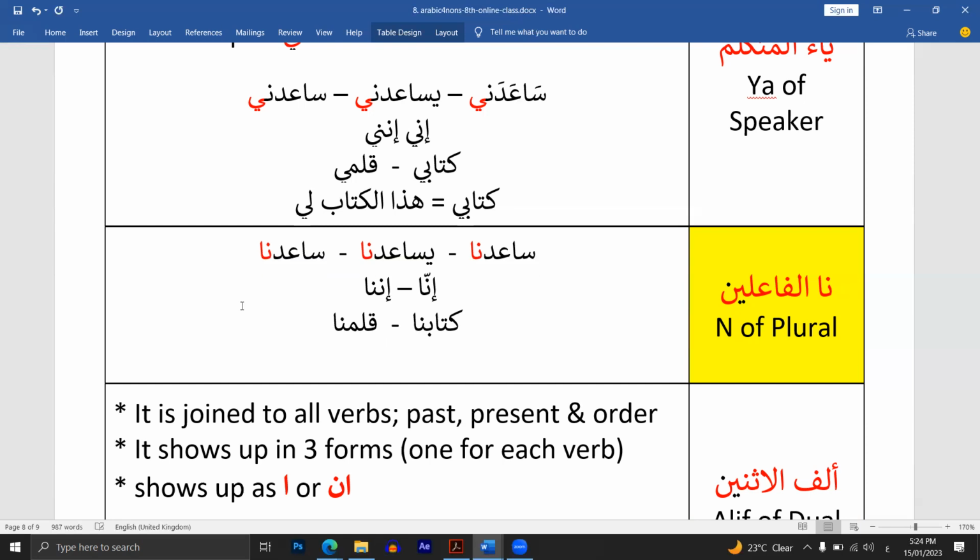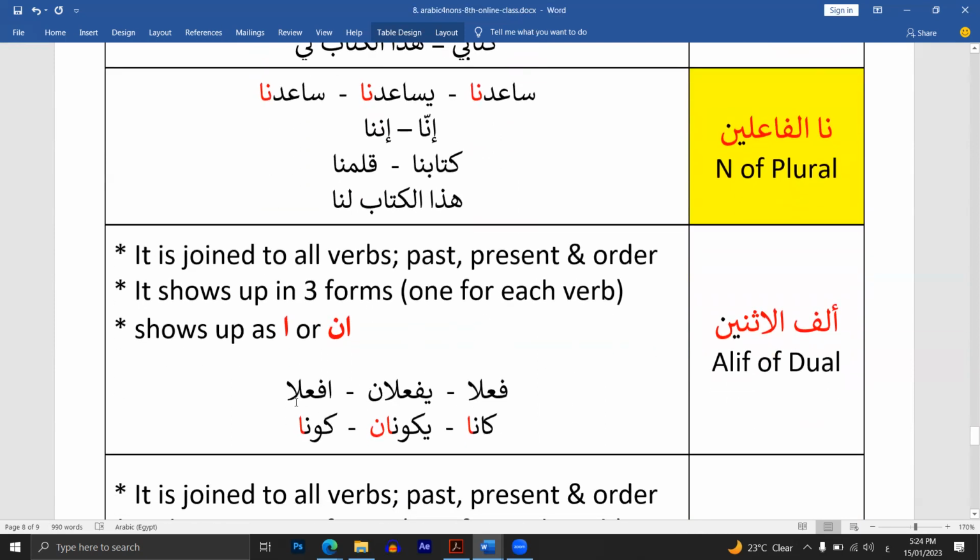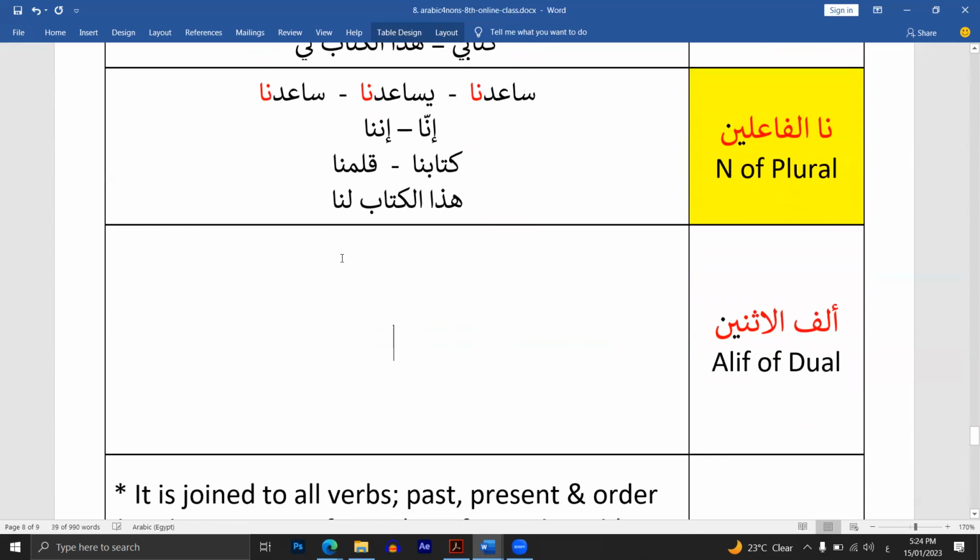And again, it can join a preposition. هذا الكتاب لنا. This is a preposition, only one letter, la, which means for. So together with na, it will be for us or ours. This book is ours. Okay. So do you have any question here before we move to the next one?